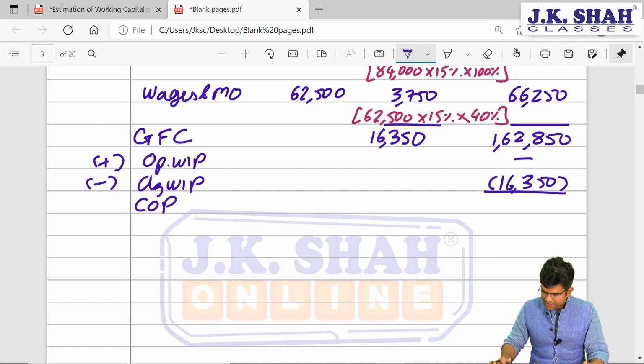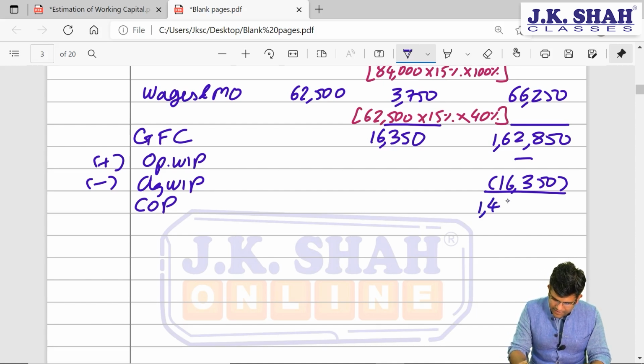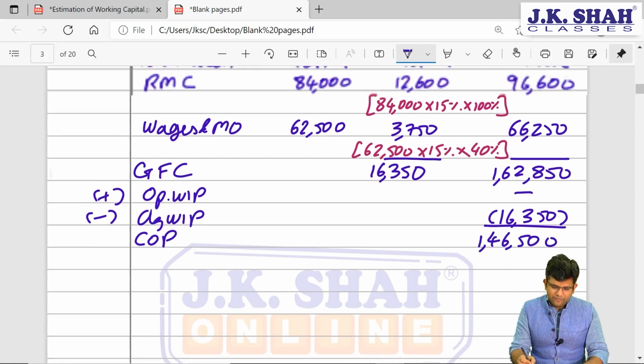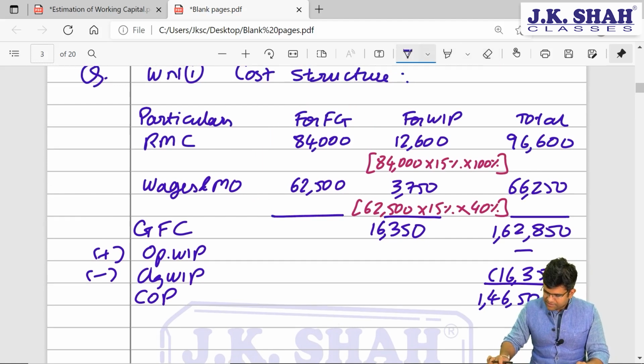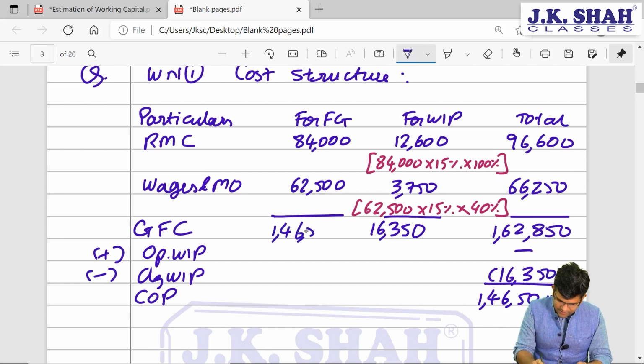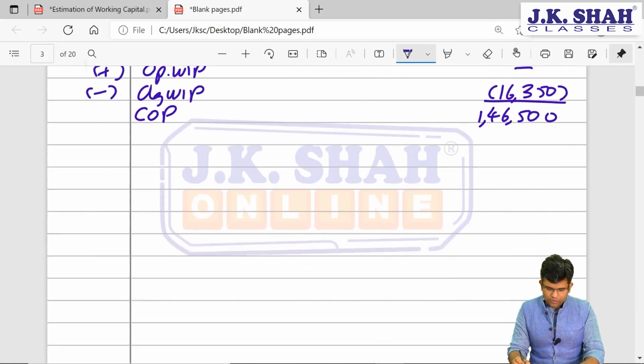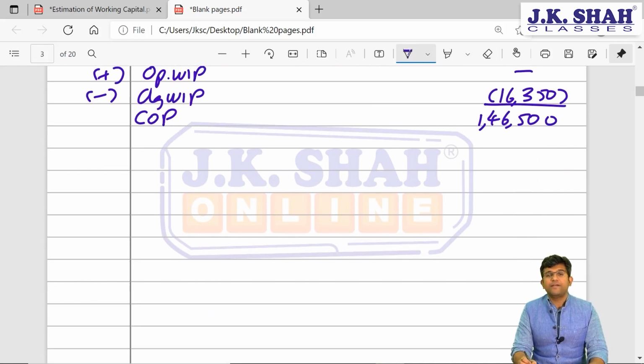So 162,850 minus 16,350, that will come to a COP of 1,46,500, which of course is nothing but the total of this column here. If you take the calculator, 84,000 plus 62,500 of course is 146,500. Same number now. Now children, can I say we have reached COP as 146,500?